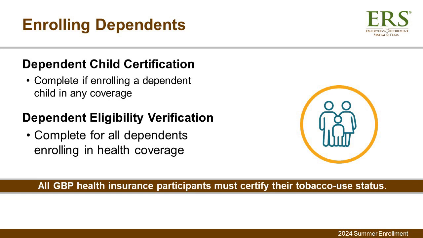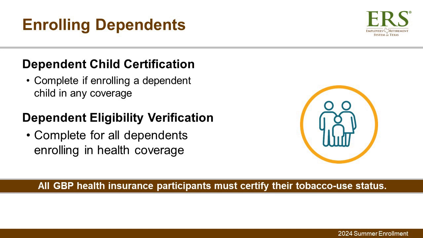If you have already completed the Dependent Child Certification process, Dependent Eligibility Verification, or the tobacco use certification for yourself and the dependents currently enrolled, you don't have to complete it again. If you enroll a new dependent in coverage during summer enrollment, you'll need to complete a few extra steps. If you enroll new dependent children in any GBP coverage during summer enrollment, you'll need to complete the Dependent Child Certification. You won't be able to enroll your dependent children until this certification is complete.